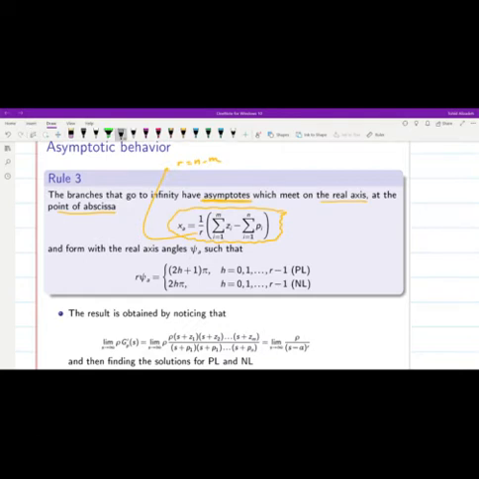These asymptotes will also form angles with the real axis. We call it CA, and that could be found by referring to this formula. R times KCA will be equal to (2h plus 1) times pi for the positive locus and 2h times pi for the negative locus, where h starts from 0 and it goes up to r minus 1. So it will depend on the number of the branches that we have. If we have, let's say, 3 asymptotes, then we will have h equal to 0, 1, and 2.